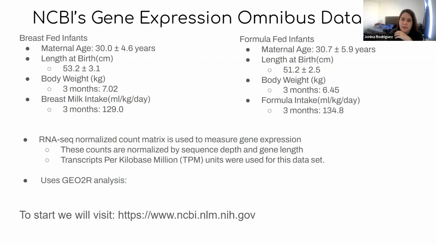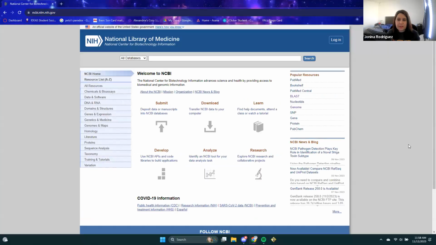So we're going to go ahead and get started by using the GEO2R analysis, which allows us to look at the distribution value of the selected samples and all that, by using likelihood ratio tests due to there being more than 3 samples. So to start, we're going to visit the NCBI website. The first thing you want to do is look at the NCBI website.